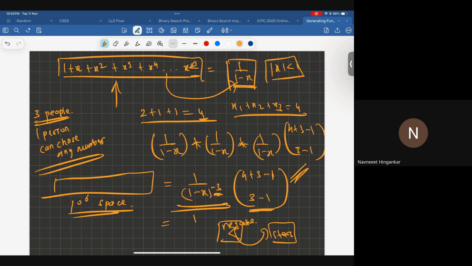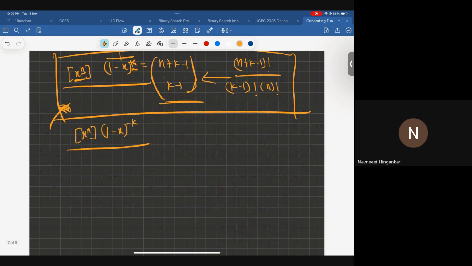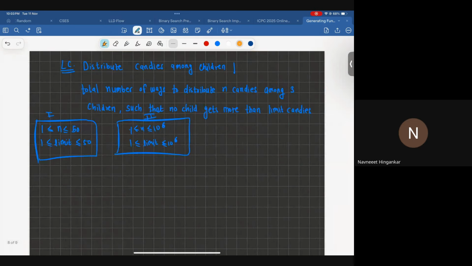Okay, anyway, all we are interested in is this formula. We have this black box, we have this formula, and we don't care now how this works. We just have this formula. Now we will use it. How we will use it, we will see in this LeetCode task.